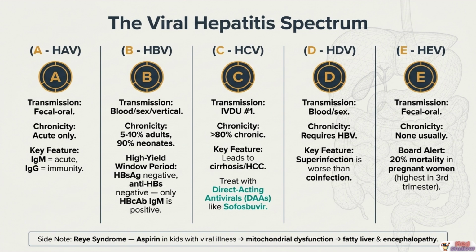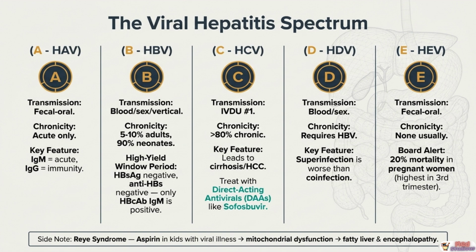And the high-yield trap here is the window period, when HBsAg has cleared and anti-HBs hasn't yet appeared, leaving IgM anti-HBc as the only positive marker. Hepatitis C, transmitted primarily through injection drug use, becomes chronic in over 80% of cases and is a leading driver of cirrhosis and hepatocellular carcinoma. But it's now treated with direct-acting antivirals like sofosbuvir, achieving cure rates above 95%.